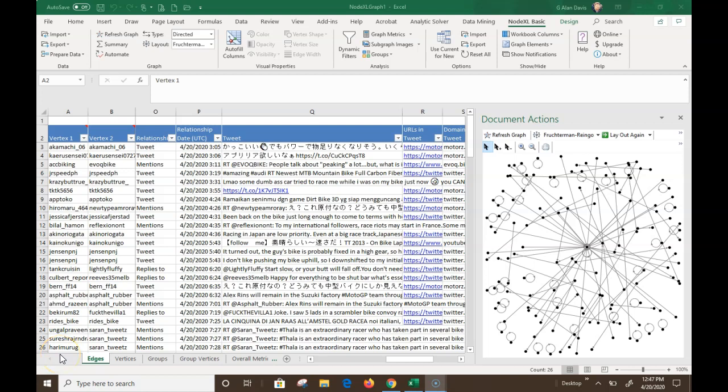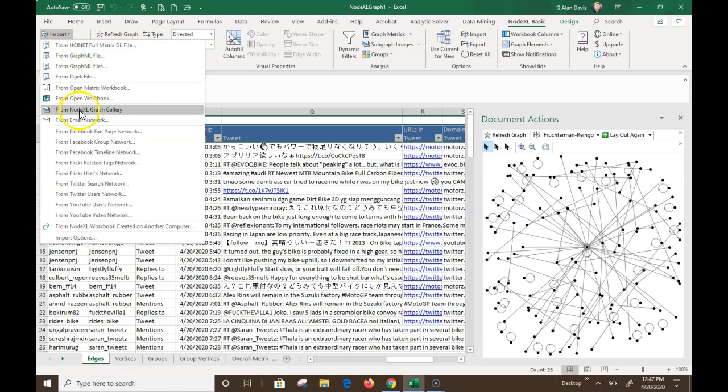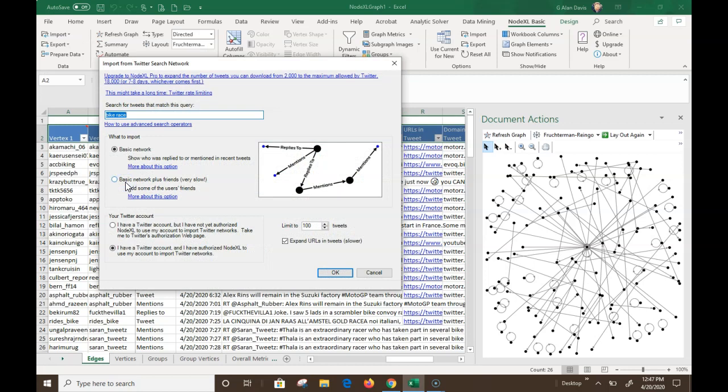So this is Professor Davis, and I did a real quick example here with NodeXL to hopefully clear up some confusion. There's some people who are having some trouble using the software. So I'm in NodeXL here, and I already did a search. I did the Twitter search network.